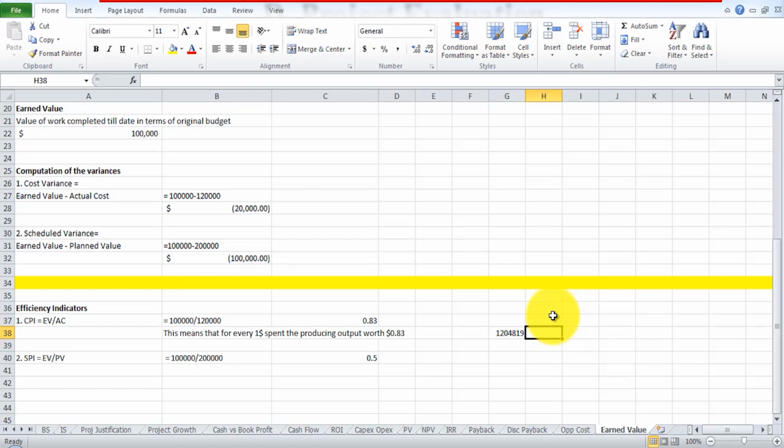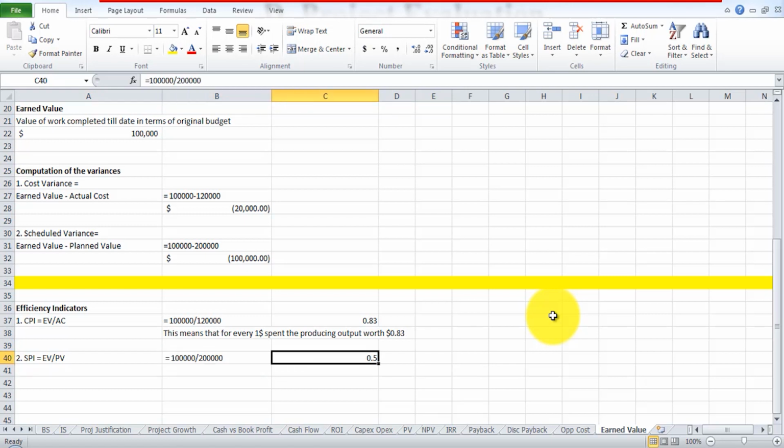And how do you cross check the answer? It's simple enough. You just take this amount and multiply it by 83 cents. Here you have $1 million. That means you're going to overshoot the project cost by $204,819. That's what the cost performance index means, and that's what we said in the initial step, that the cost performance index, CPI, enables the entity to forecast how much cost it will incur to complete the project till its end.